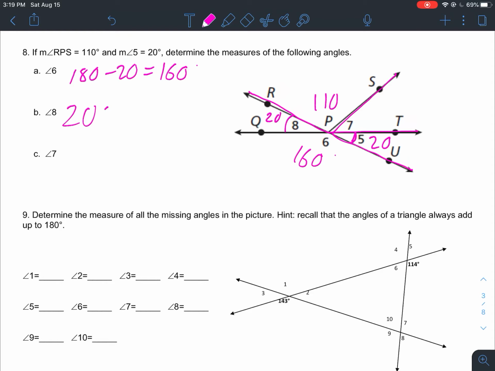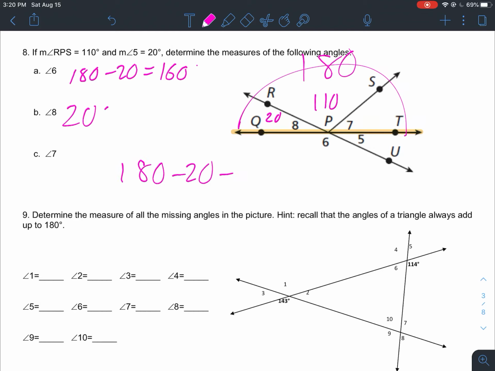Finally, angle 7. There are lots of ways to find angle 7. I'm going to do the easiest possible way, which is just looking at a straight line right here, which again has to be 180 degrees. So 180 minus 20 minus 110, and angle 7 is 50 degrees.